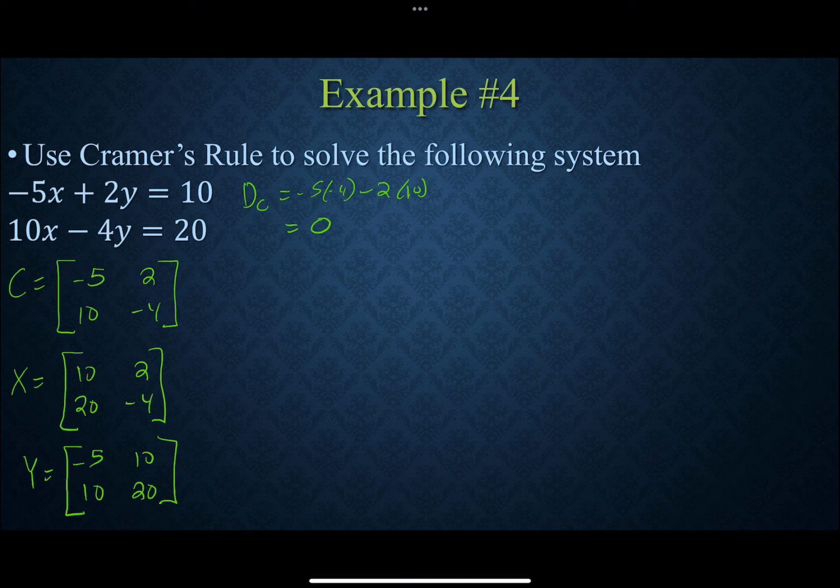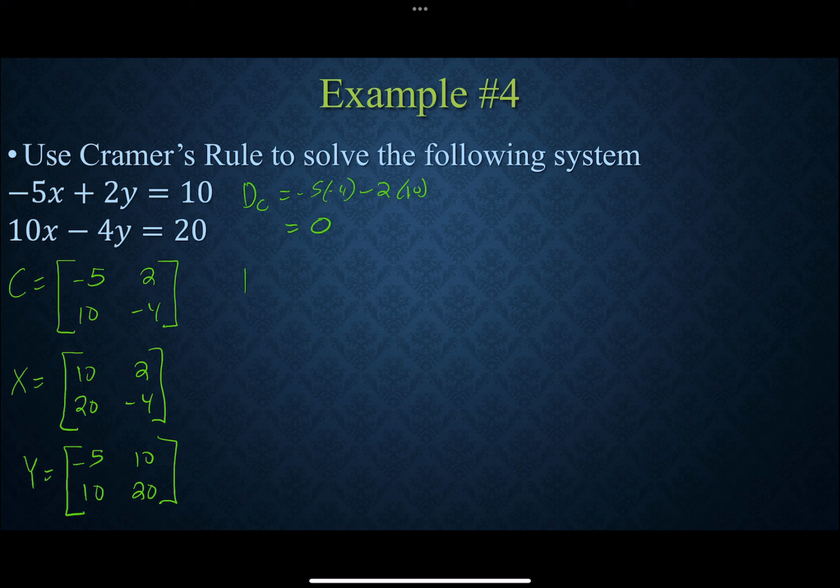So the determinant of matrix C, or coefficient, would be -5 times -4 minus 2 times 10, which is 0. And when the coefficient matrix determinant is 0, we now have our special case, because the solutions are always divided by the coefficient determinant. And if that's 0, we can't divide by 0. Now, whether or not it's no solution or infinite solutions is fully dependent upon what the next determinants are going to be.